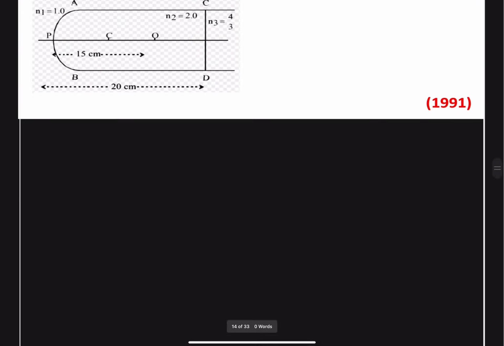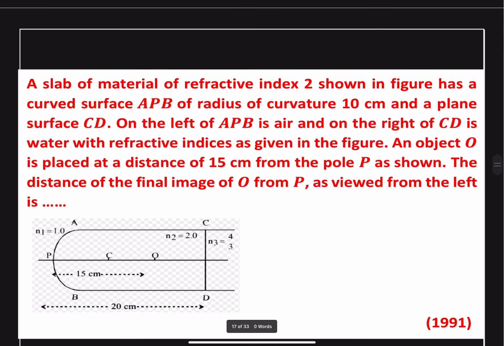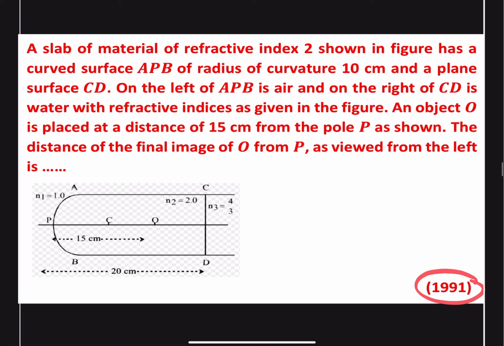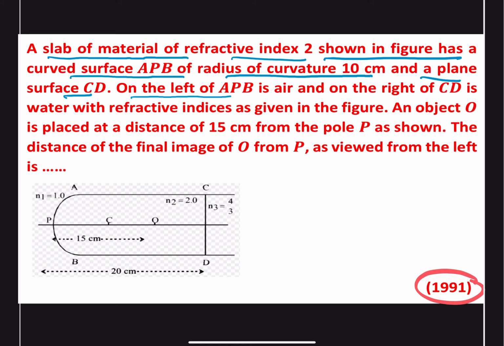So we come to the next question. It was asked in the year 1991, and it states that a slab of material of refractive index 2, as shown in the figure, has a curved surface APB of radius of curvature 10 cm and a plane surface CD. On the left of APB is air, and on the right of CD is water with refractive index as given in the figure.